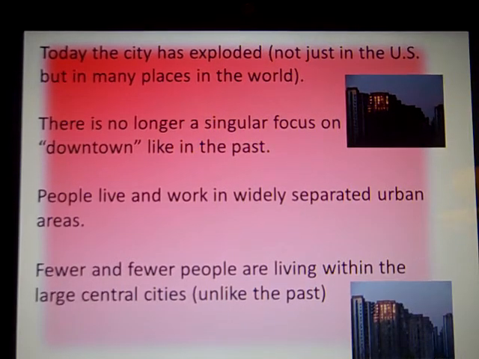Now today the city has exploded, not just in the U.S., but in many places in the world. There's no longer a single focus on downtown. You don't have to go downtown to shop or to get what you want. You can go to the suburbs. You can go other places to get what you want and need in terms of entertainment, clothes, food, whatever you want to get. People live and work in widely separated urban areas. Fewer and fewer people are living within the large central cities.